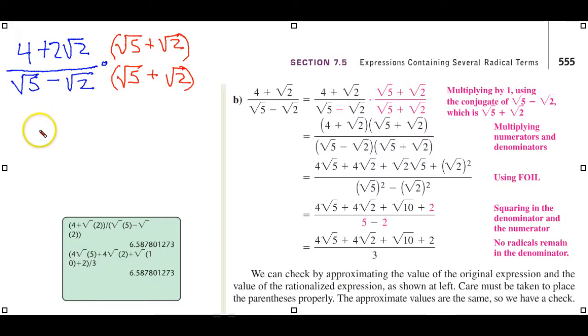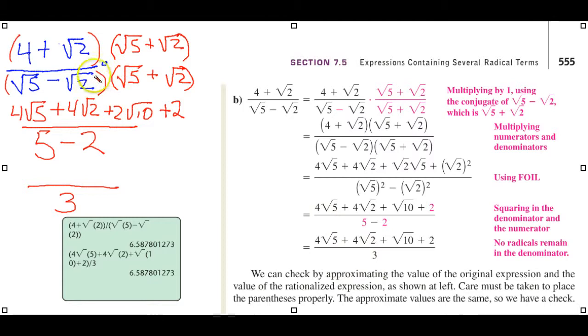So as we FOIL our denominator, square root of 5 times the square root of 5 is the square root of 25, which is just 5. This is going to be minus the square root of 4, which is 2. So our denominator here is just going to become a 3, which we see over there. So as we set it up, we multiply the denominator by its conjugate. Same terms, opposite sign. This is a 1. We got our 3 in our denominator.